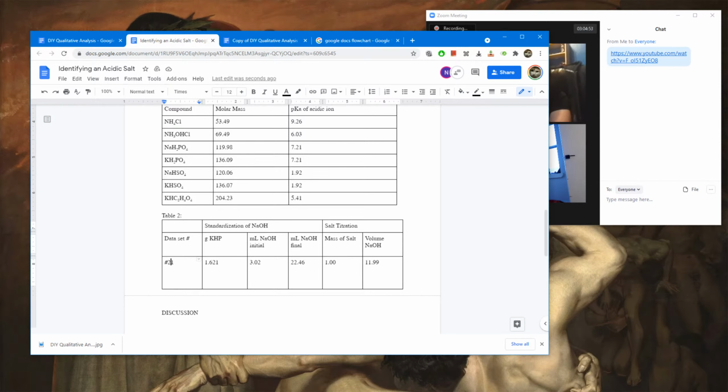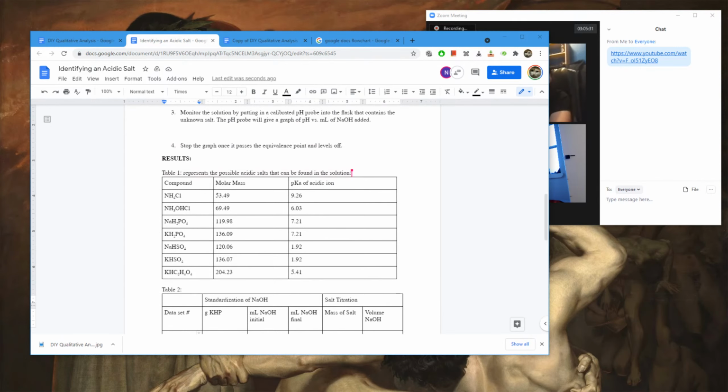So what exactly do you need from the PowerPoint here? On my screen, you see it? Okay, so identifying acidic salt. The goal is to determine what acidic salt is in an unknown solution. So we'll need to know the molar mass of the acidic salt and the pKa to find it. We have the molar masses and the pKa. First of all, we have grams of KHP.